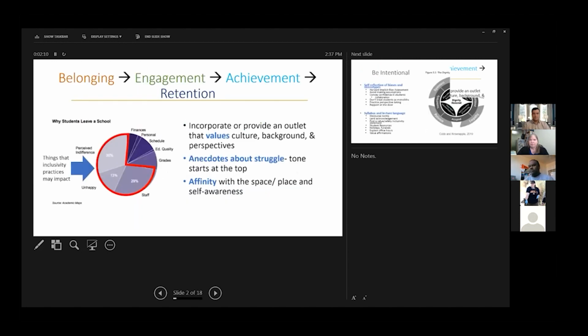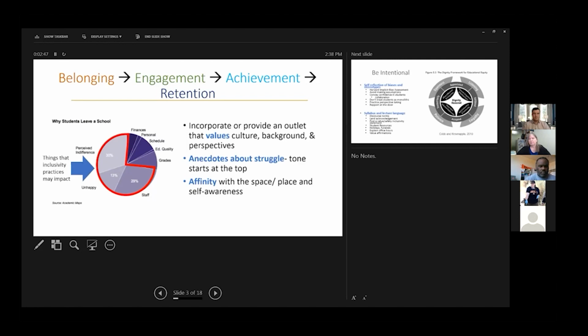My idea of inclusive teaching is really centered on having students have that feeling of belonging, and from that, helping them engage in the classroom, which should help them hopefully achieve and then retain them so that they can graduate and reach their educational goals. Most students seem to leave school because of things that we might be able to change as far as inclusive practices, things like unhappiness or being made to feel like their needs and values are being approached by indifference.